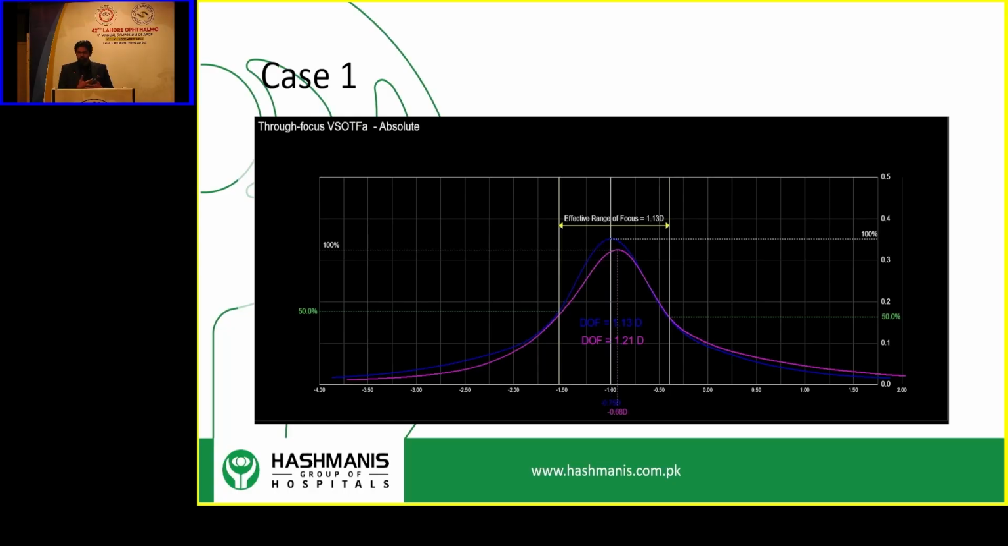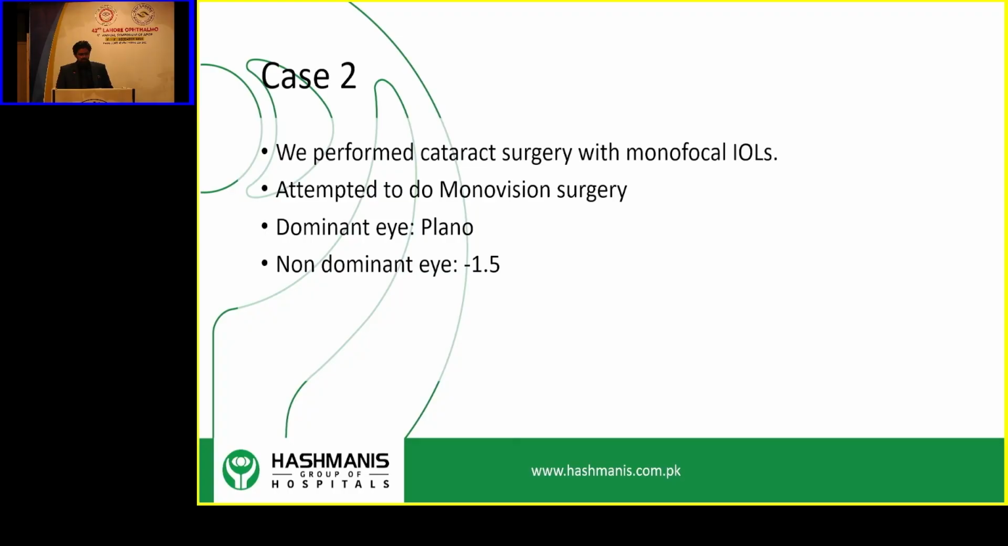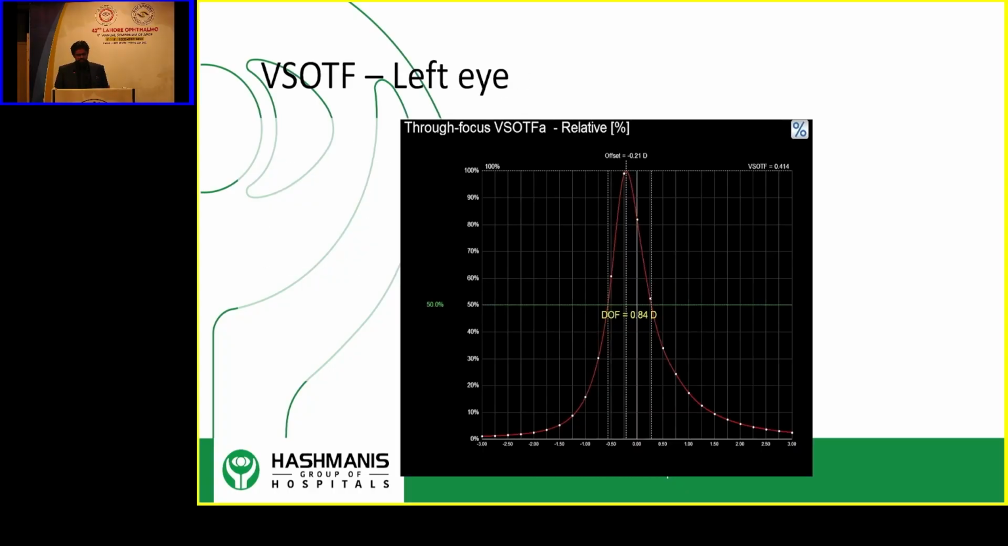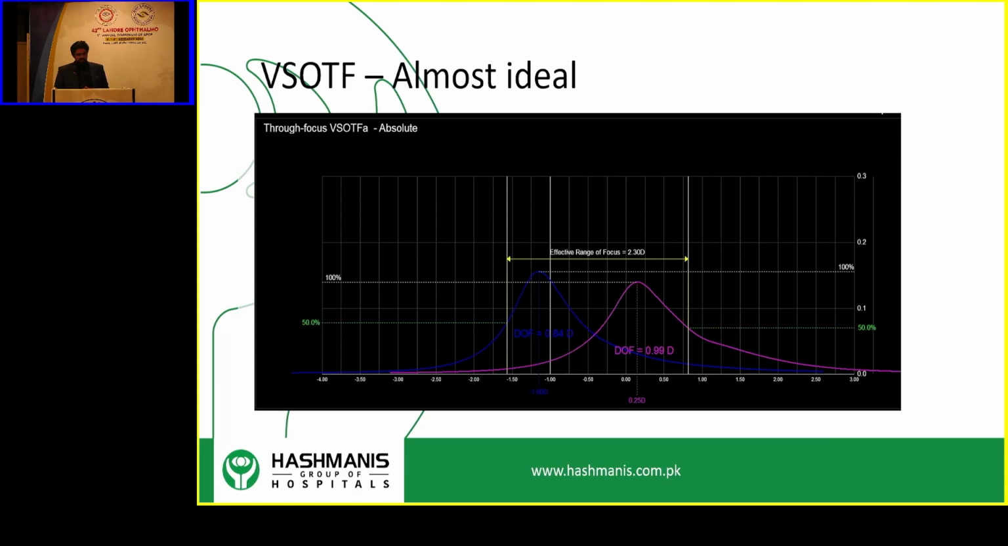And that's the point of doing monovision surgery or even doing premium refractive surgery. So then in case 2, we took a monofocal IOL and we tried to induce monovision. And when we did monovision surgery, we put the dominant eye as plano and then the non-dominant eye as -1.5. Now, when you see this visual Strehl ratio of both of these eyes combined, now you can see that, let me just turn the marker on.